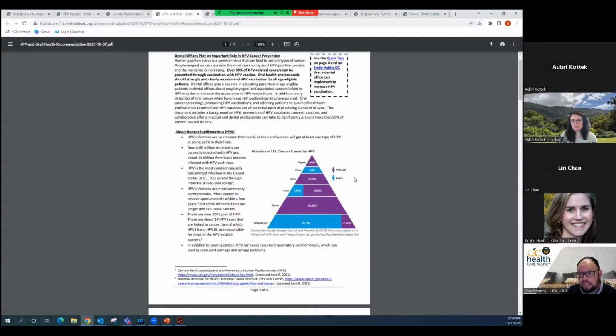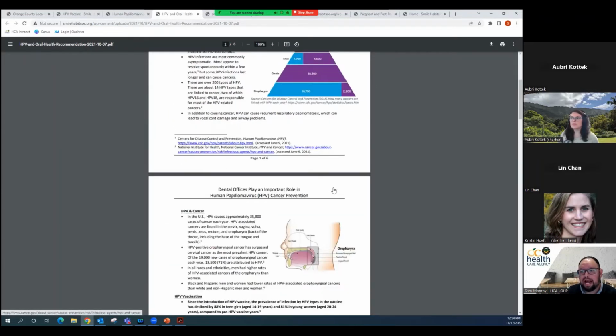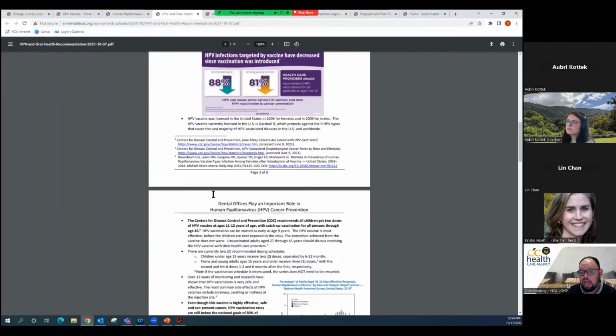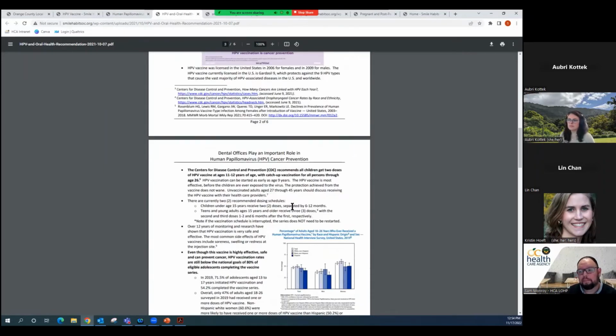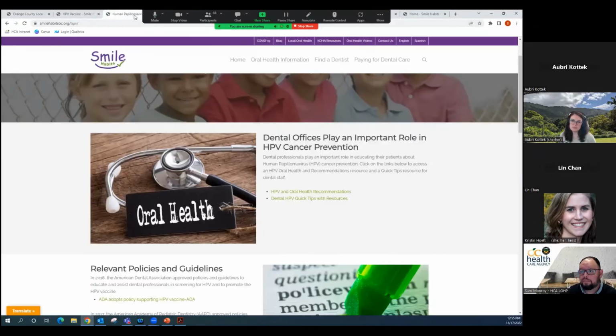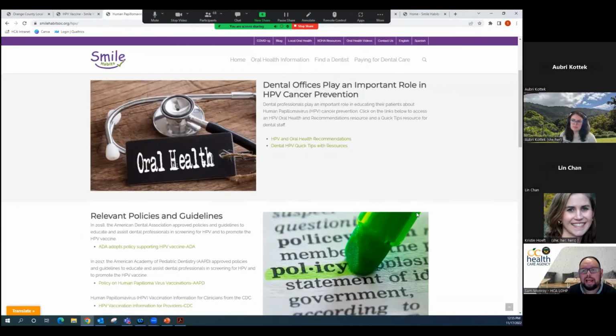We gave them the medical information behind it, how to do the screening, what the CDC says, everything with links, right? To get the buy-in from that dental provider. And then in addition to that, what other information may they need, right?